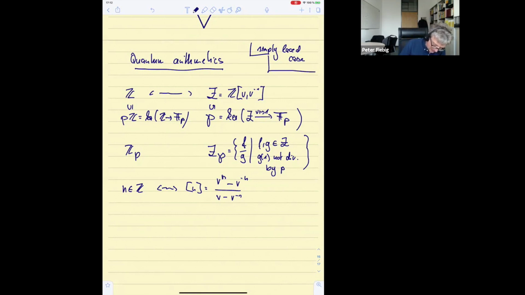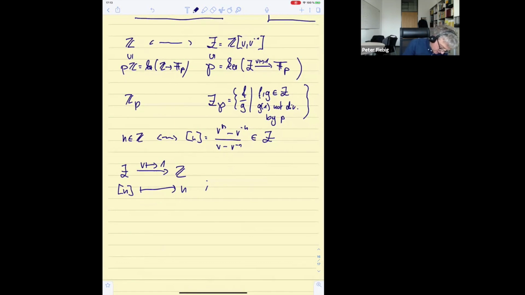And this is actually an element, a real polynomial in Z. So v to the n minus v to the minus n is divisible by v minus 1. This is in Z. And the nice thing is that there are many nice things. So of course you have the map from Z to Z where you evaluate v to 1, and the quantum integer will be mapped to the integer n again.